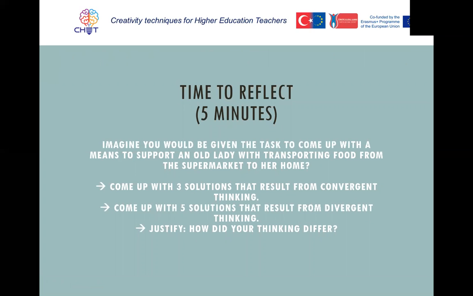Now, time to reflect. Imagine you would be given the task to come up with a means to support an old lady with transporting food from the supermarket to her home. Come up with 3 solutions that result from convergent thinking, and come up with 5 solutions that result from divergent thinking. And then justify, how did your thinking differ? I suggest you write these solutions to this task down. Take 5 minutes to reflect on it. And after these 5 minutes, you open the second part of Unit 1, Topic 1.